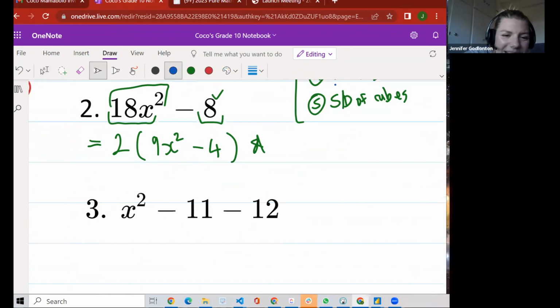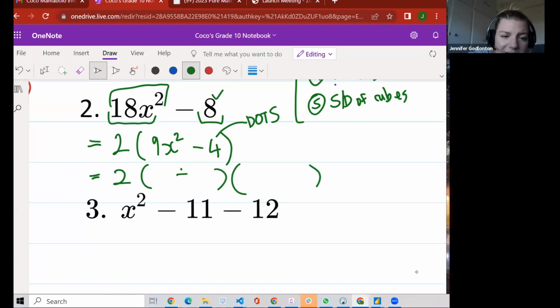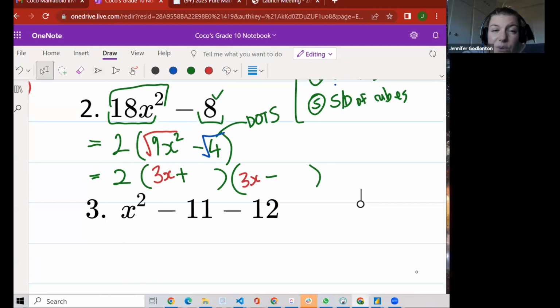Okay, so now when we get to this point over here, we can see that we can do difference of 2 squares. This is a dots situation. So I'm going to keep my 2. Whenever we have dots, we have 2 brackets. We always have a plus and then we have a minus. We're going to square root our first term. So the square root of 9x squared is going to give us 3x. I'm going to pop that at the beginning of both of our brackets. And we're going to square root our second term. The square root of 4 is 2. We're going to pop that at the back of both of our brackets. And so that is going to be our final answer.